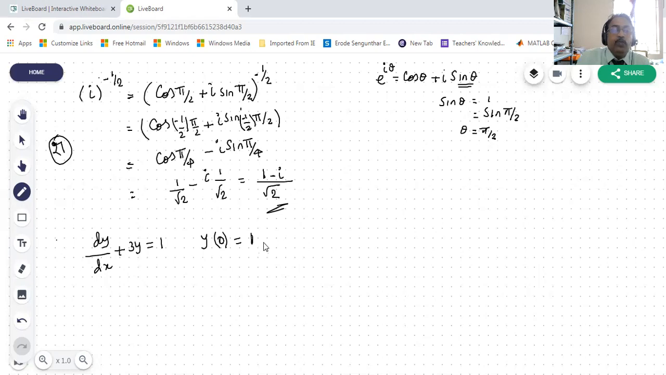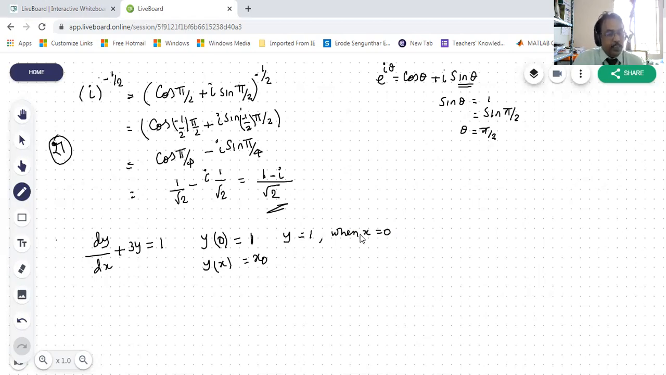Y is equal to 1. This is y of x naught, the initial condition x naught. See the question: y is equal to 1 when x is equal to 0. In the question it is given as y is equal to 1 when x is equal to 0.